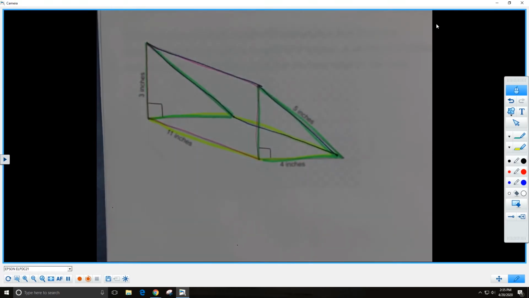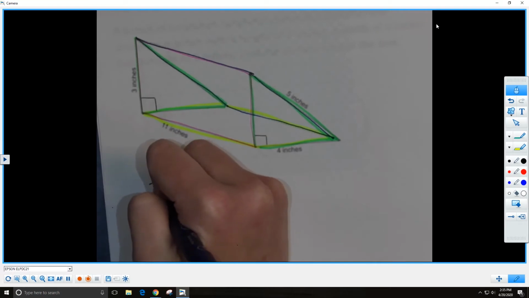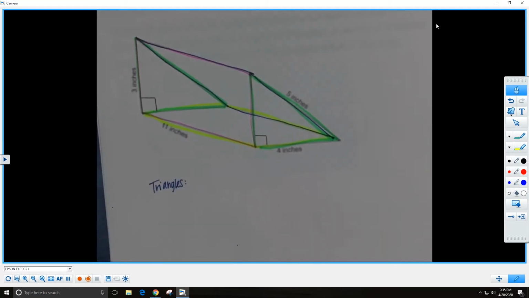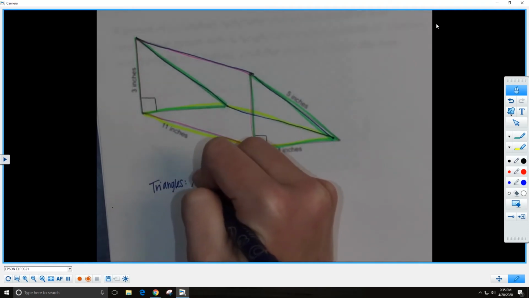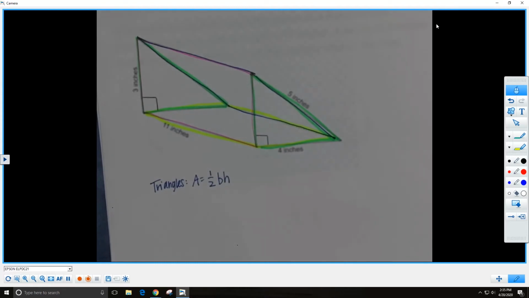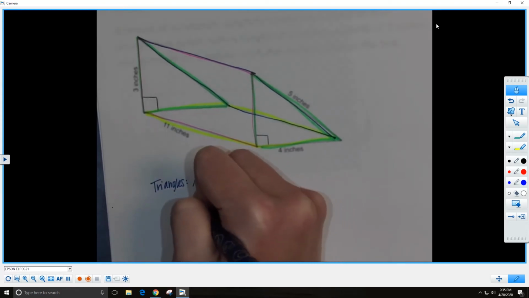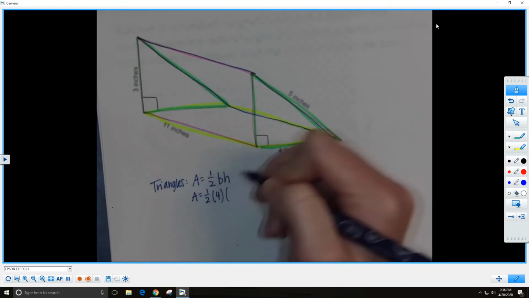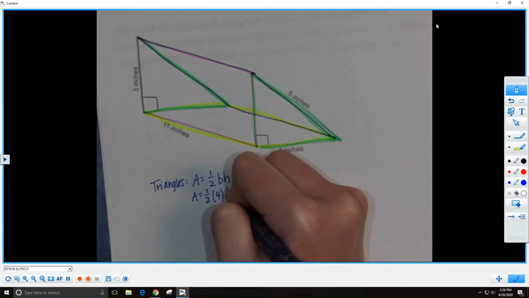Remember that the surface area is the sum of the area of all the faces. So let's find the area of each face. First, let's look at the triangular faces. Okay, so remember that the formula for the area of a triangle is 1/2 base times height. And we have a base here of 4 inches and a height of 3 inches.